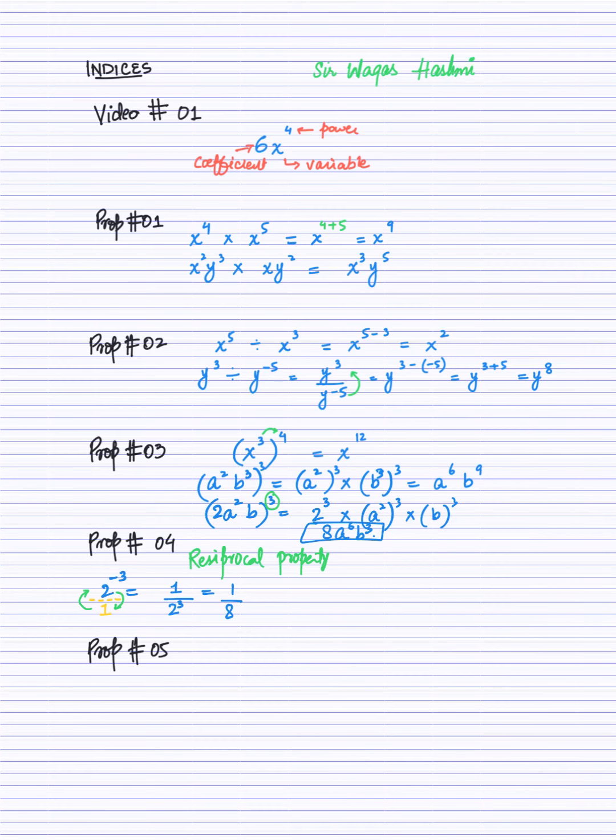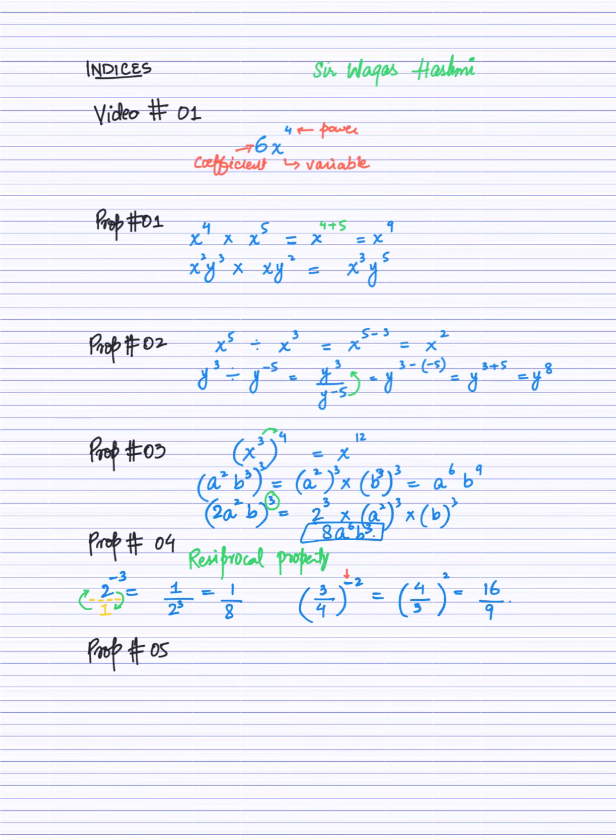Further, if it says 3 divided by 4 whole power minus 2, since the power has a negative sign, you cannot solve it. For that purpose, you need to apply the reciprocal property. That means now you need to flip your fraction. So it's 4 divided by 3 and whole power is 2. So now it's 16 divided by 9. That is your answer.